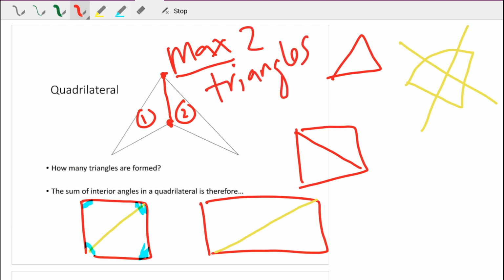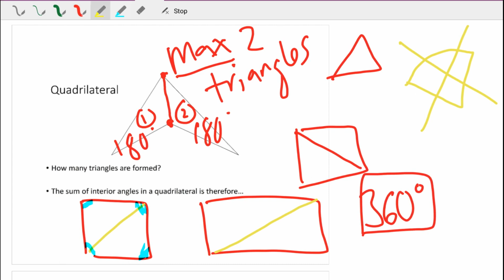And so then let's really think about the question. If I form 2 triangles and each one is 180 degrees, then together that just means for any quadrilateral, it'll be 360 degrees.